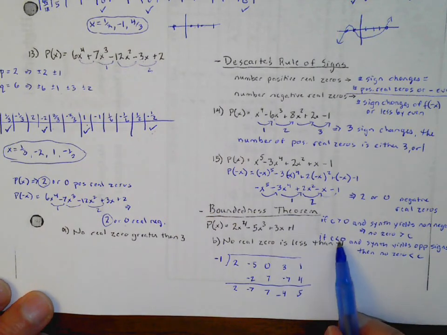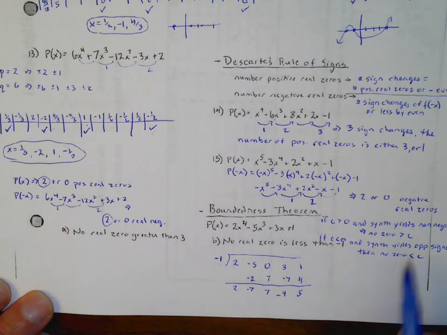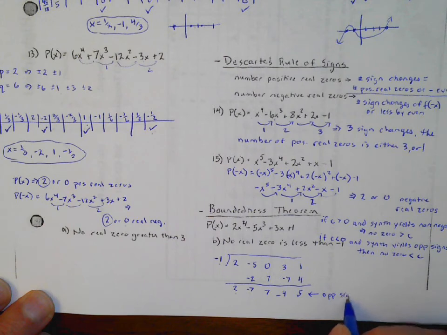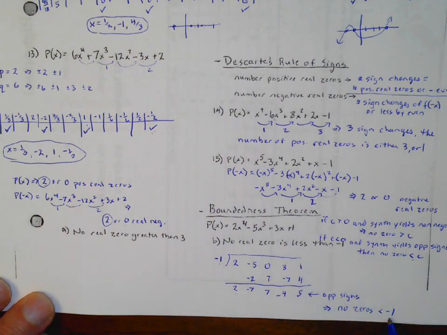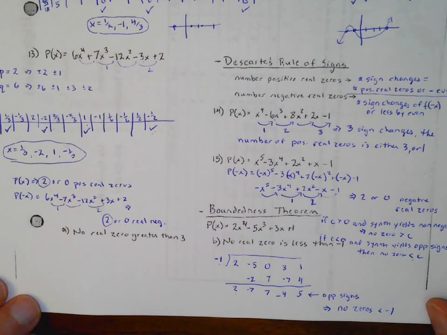So if c is less than 0, which c is less than 0 here, and our synthetic division yields alternating signs, so positive, negative, positive, negative, positive, okay, that tells us that there are going to be no zeros that are less than negative 1. Okay, so that would help us out. If we had a whole bunch of a row of all of these and we use this theorem, we could say, okay, there's going to be none of them that are less than negative 1. So it eliminates some of them, so you wouldn't have to check all of them.